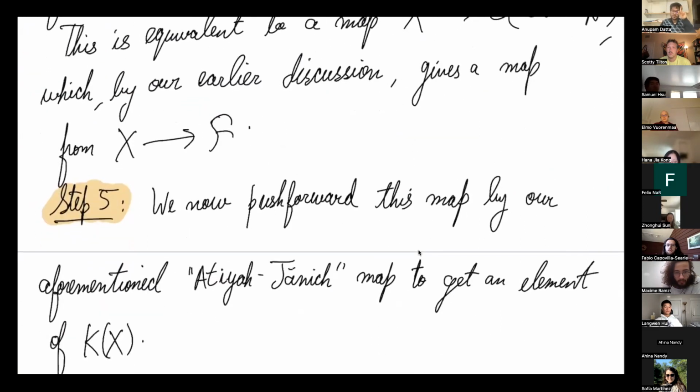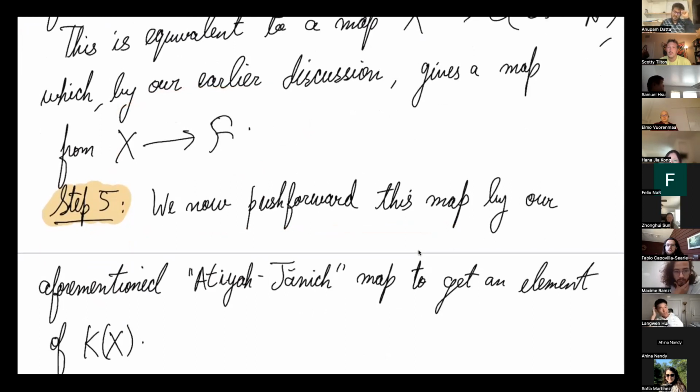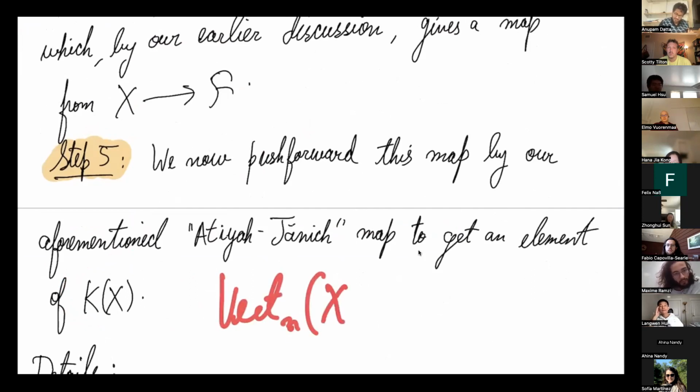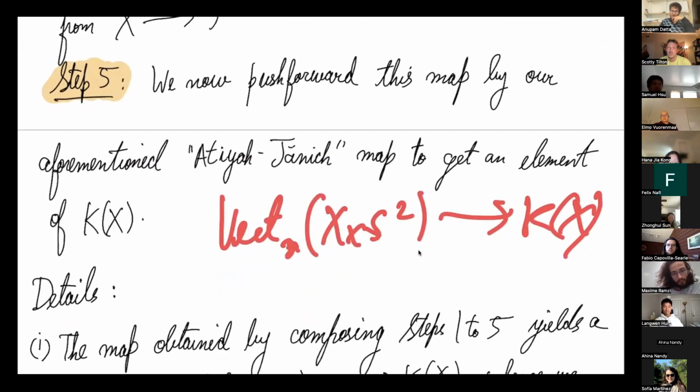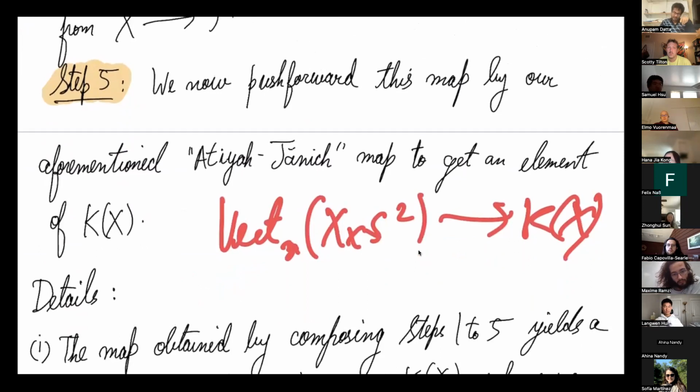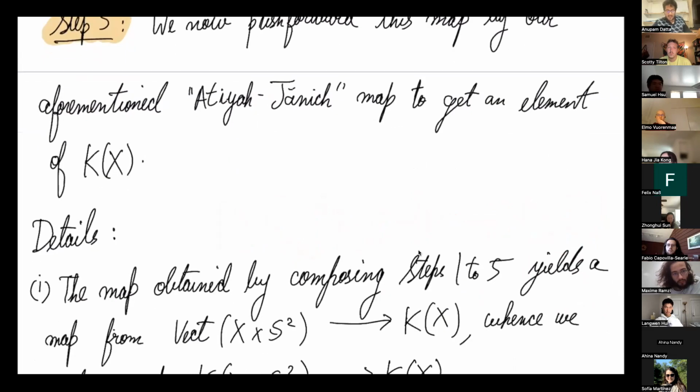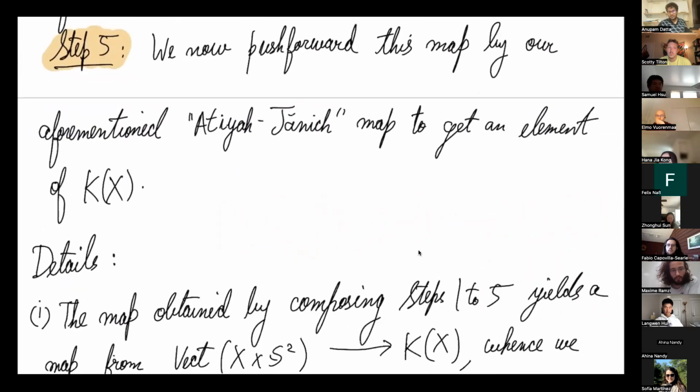And finally, note that the mere existence of a map from the homotopy classes of maps from X to F to the K group of X enables us to push forward this to K of X. In this way, we have finally constructed a map which takes vector bundles on X cross S2 to K of X. The claim is that this map is additive, and therefore, by the universal property, it yields a map from K of X cross S2 to K of X. And this is the map which is going to be the inverse to the multiplication by the Bott element map.